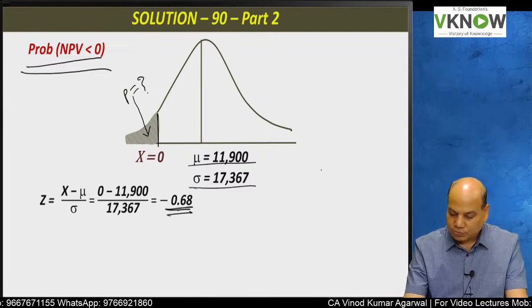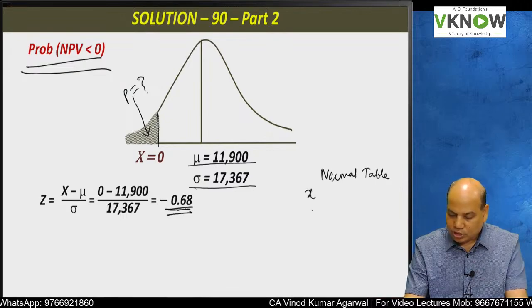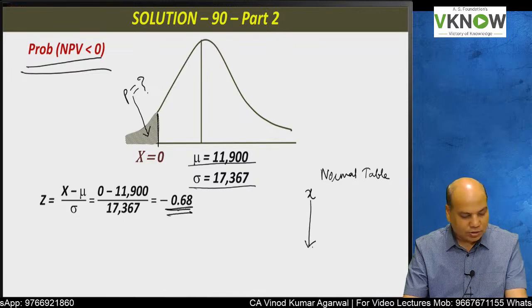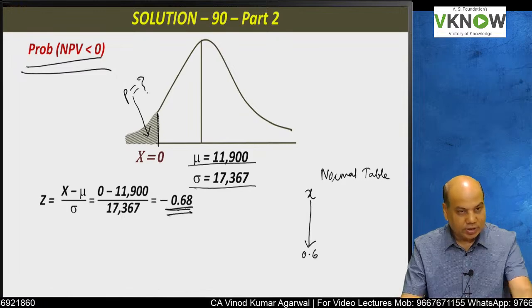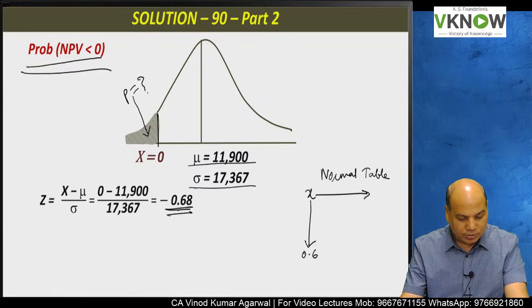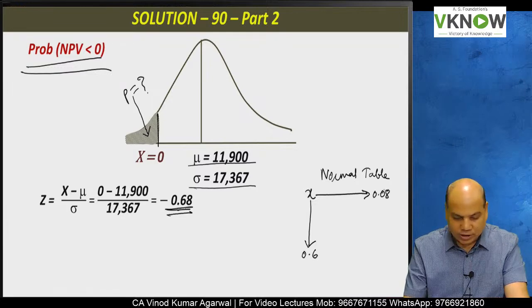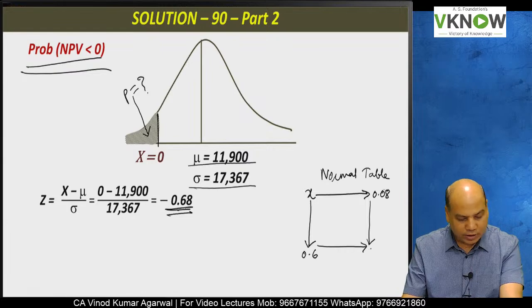Now go to the normal distribution table. First column is x. After 6 or 7 lines, you will find 0.6 written there in the first column, and then you move right side on the top. Towards the last second column, 0.08 is written. So you have to match it now. The value you will find there, how much is the value there?